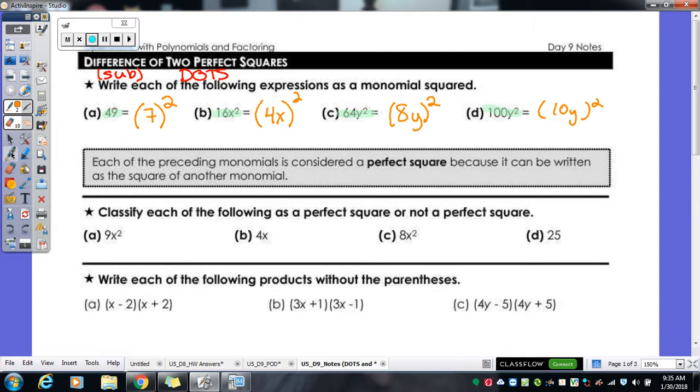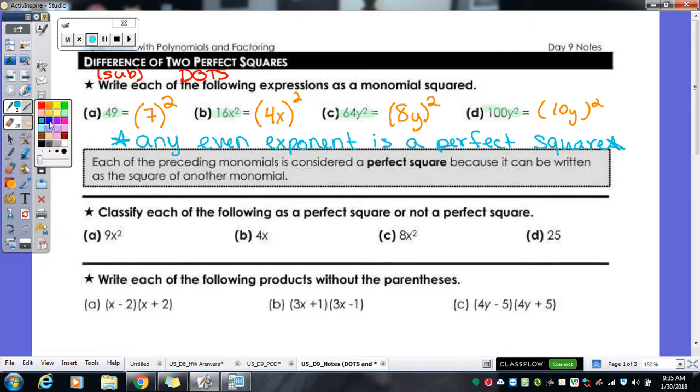We're going to write a little note up here. Any even exponent is a perfect square. So you could have x to the 10th. That would be a perfect square because it's an even exponent. However, x to, say, the 15th would not be because that's not an even exponent. So any even exponent is going to be a perfect square. So we're going to classify these down here, whether they're a perfect square or not.